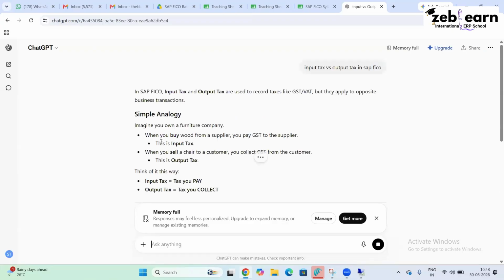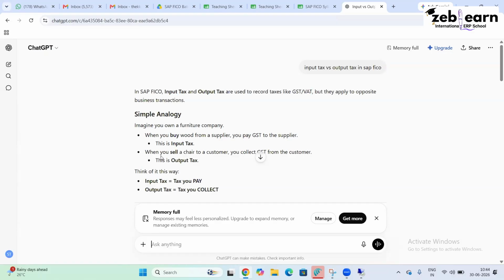Pragati, read. In SAP FICO, input tax and output tax are used to record taxes like GST, VAT, but they apply to opposite business transactions. Imagine you own a furniture company. When you buy wood from a supplier, you pay GST to the supplier. This is input tax. When you sell a chair to a customer, you collect GST from the customer. This is output tax.